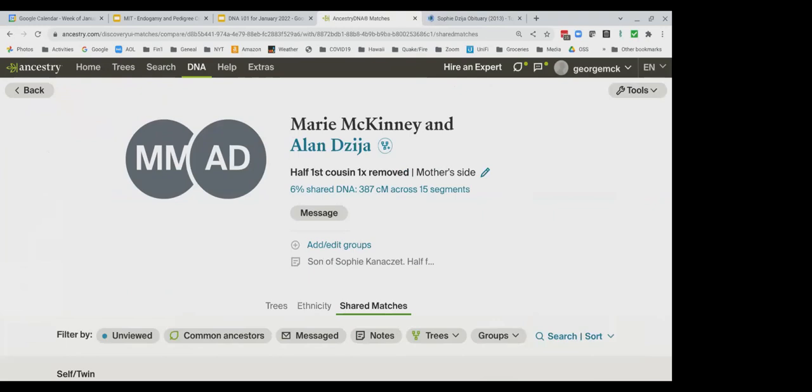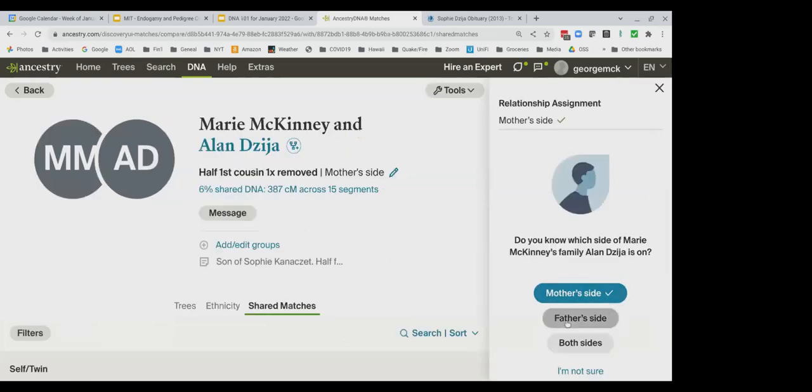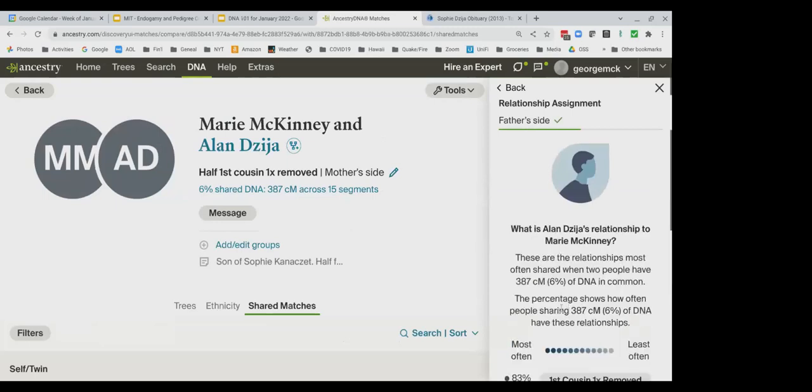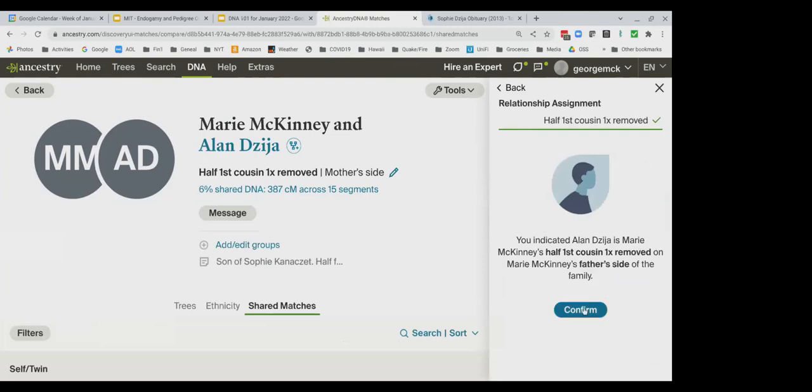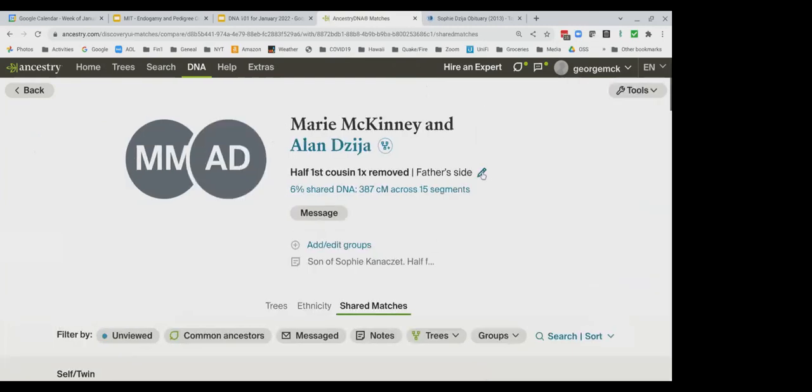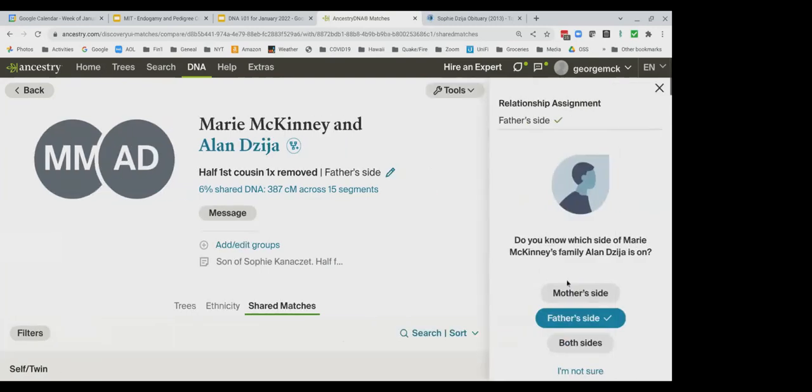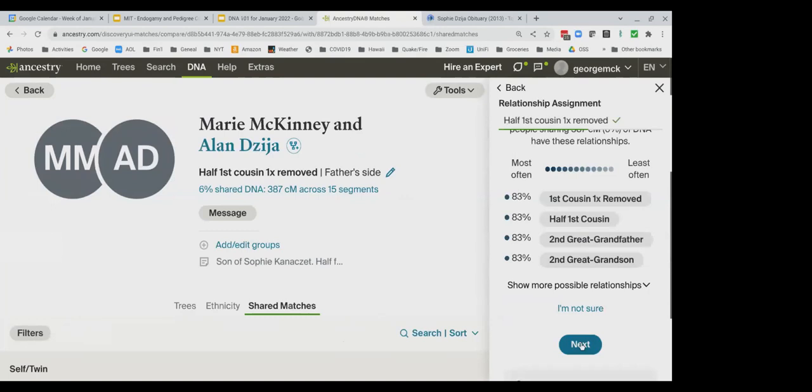Oh, and this is father's side, not mother's side, sorry. Sorry, father's side. No, it's not father's side. I'm sorry, it's Marie's mother. My mistake. Easy to get confused.